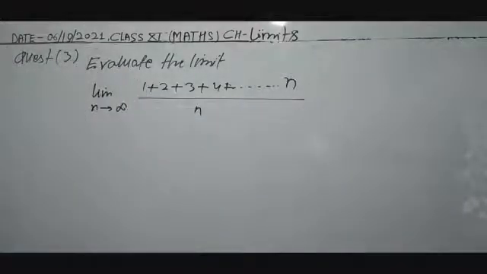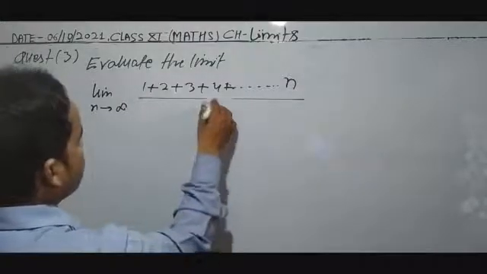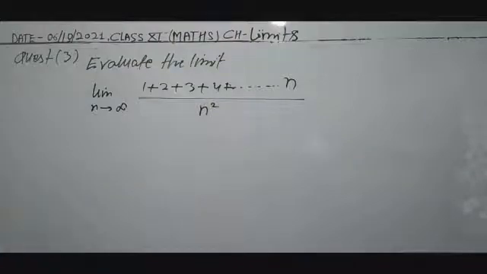It's a limit. Now see, the question is the limit of 1 plus 2 plus 3 plus up to n, the whole upon n square, not n. We have to evaluate. So see the solution.